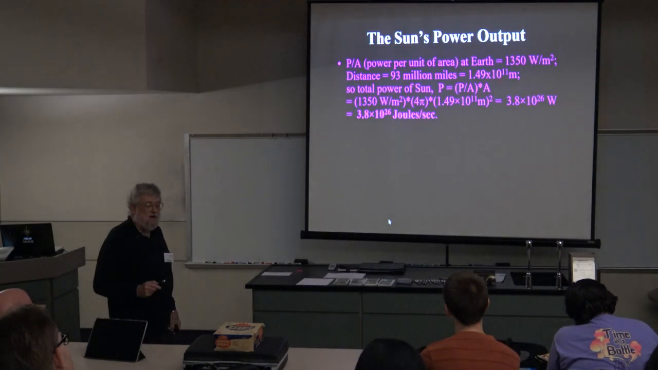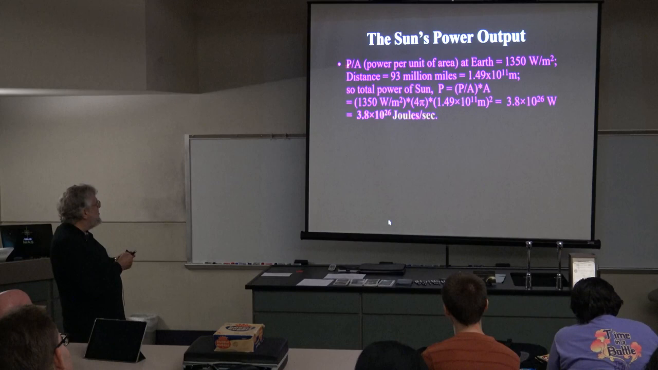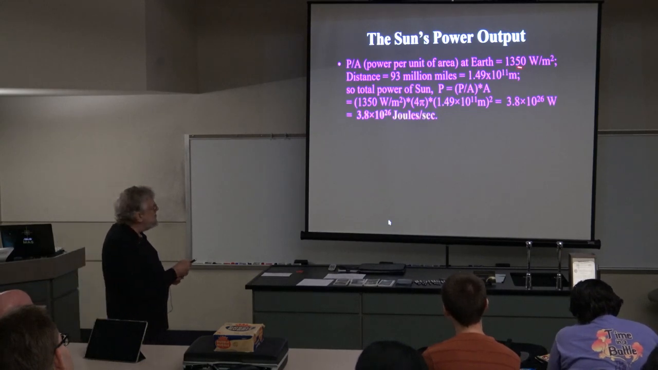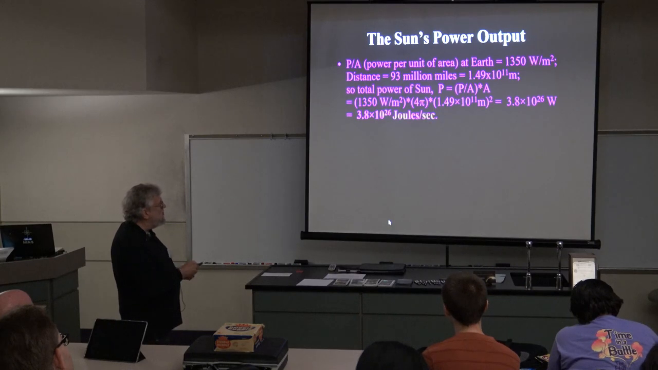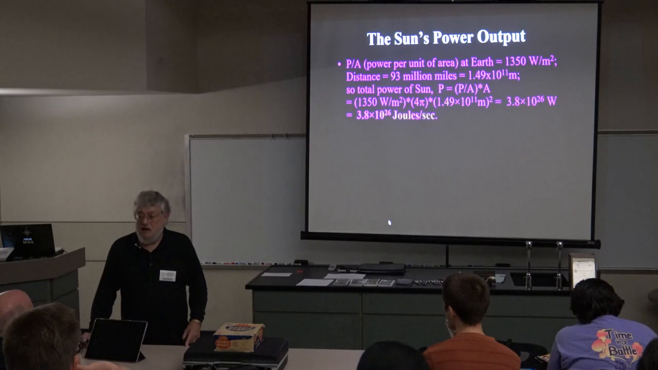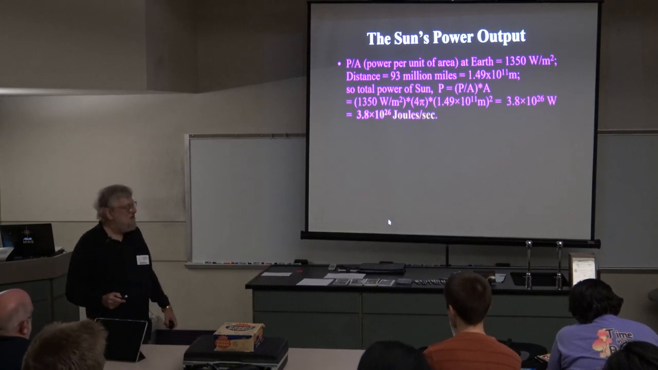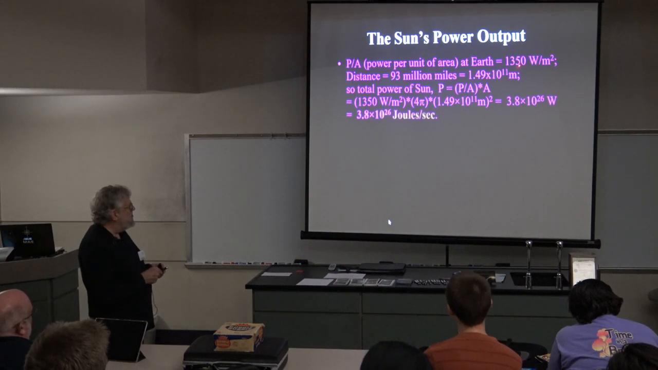Okay, the power output of the sun. This is kind of interesting. The power per unit of area at the surface of the Earth is 1,350 watts per square meter. That's sometimes called the solar constant, even though it's not. It fluctuates because the sun is a variable star. But this is an average value.